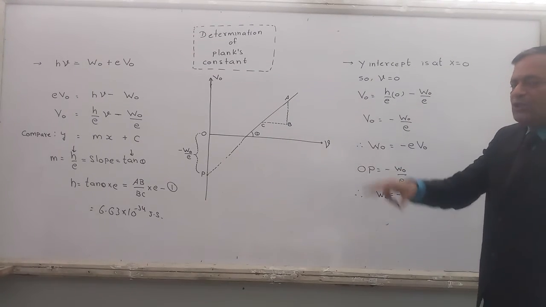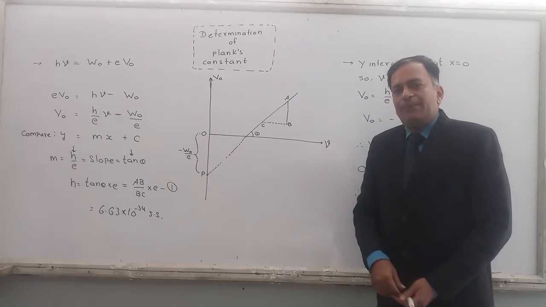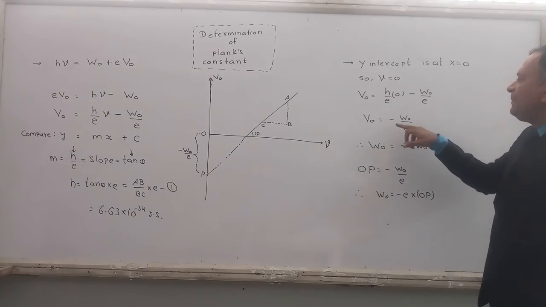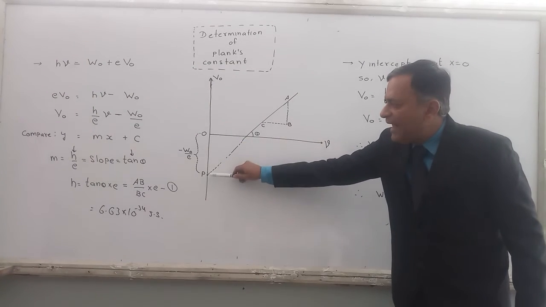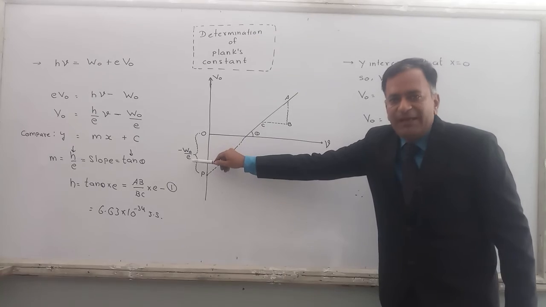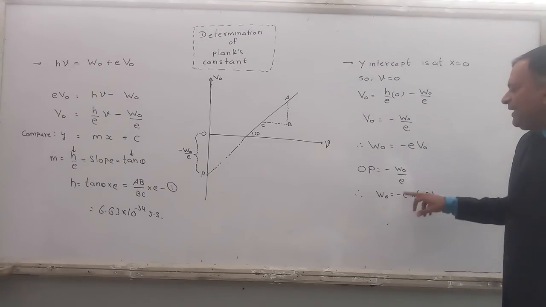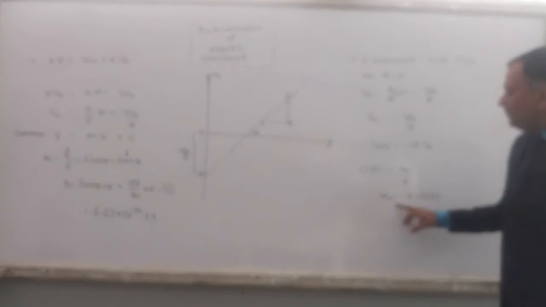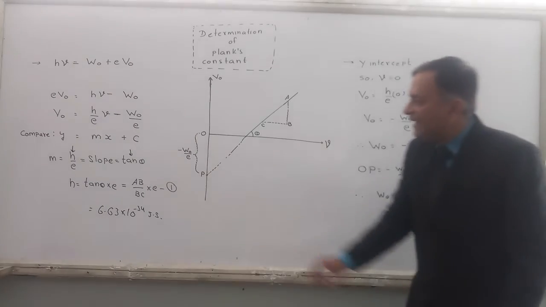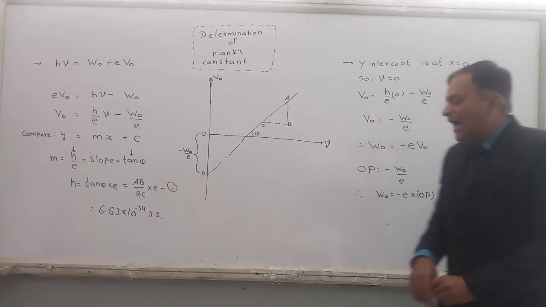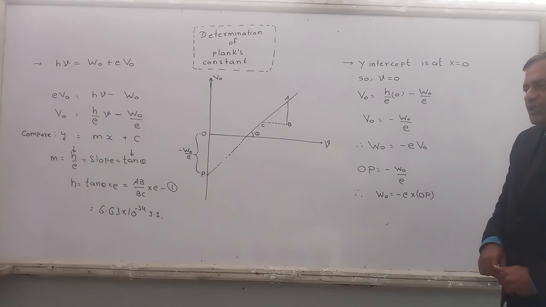Now you also know that this y-intercept is minus W0 upon e. So can I write the y-intercept as OP, which is equal to minus W0 upon e? So OP will be minus W0 upon e, and from here you can find W0: W0 is equal to minus e into OP. So you measure this, multiply it by e, and that will be equal to the work function of the metal.